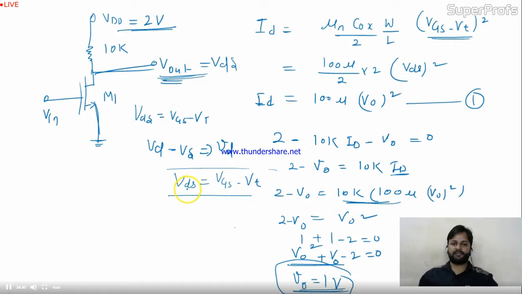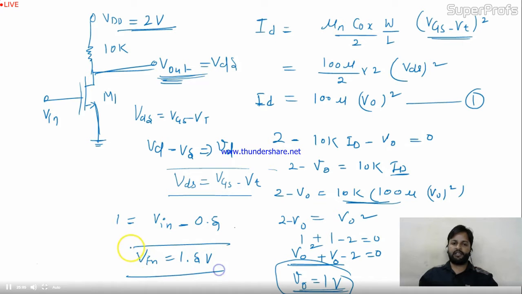What is VDS? VDS is equal to V naught, which you calculated as 1 volt. What is VGS? VGS is V in, since VS is 0. So it will be V in minus 0.5, which is given. So V in is 1.5 volt. When V in is 1.5 volt, then only this is possible. So this is about this question. Let's come to the next.